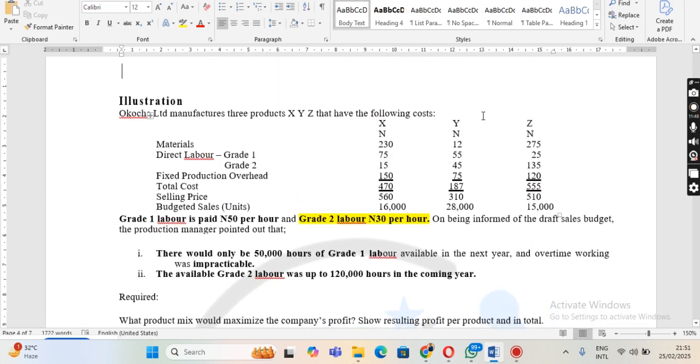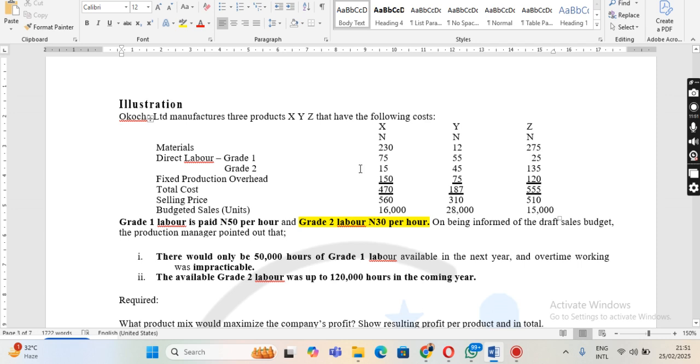Let's quickly go back to the question. You can see why I said your fixed production overhead is a fixed cost per unit. You can see 150 naira per unit, 75 naira per unit and 120 naira per unit. You can see that the fixed cost per unit varies. So for you to get the total fixed cost for X and Y, you need to multiply it by the unit, class. Understand this.